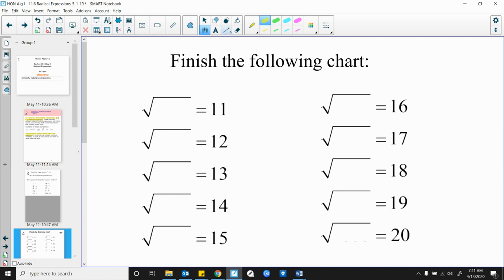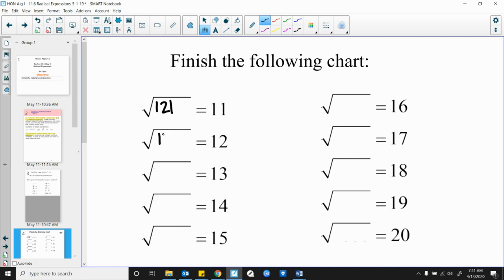The square root of 11, that one you're probably a little more familiar with, is going to get us 121. Not the square root of 11, I'm sorry: the square root of blank equals 11. It's 121.